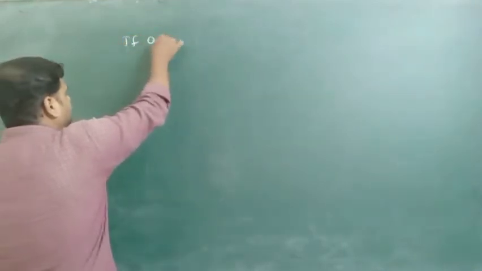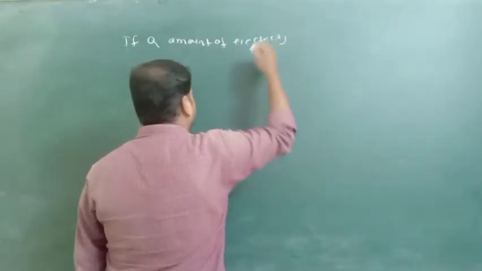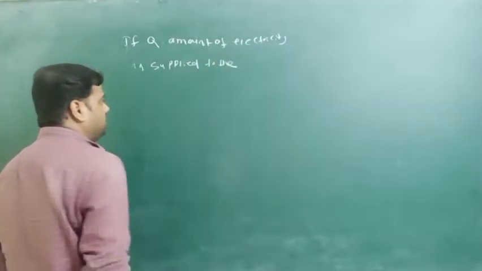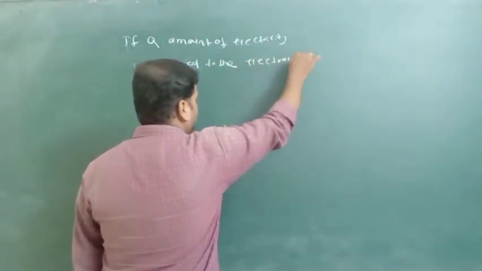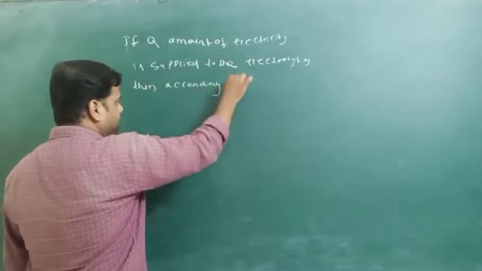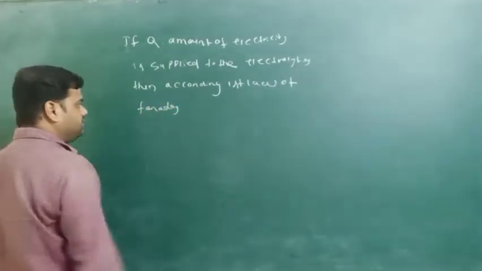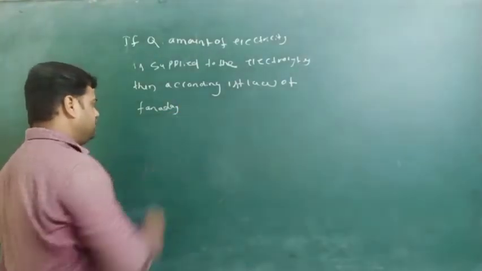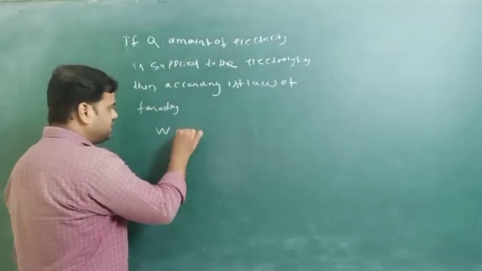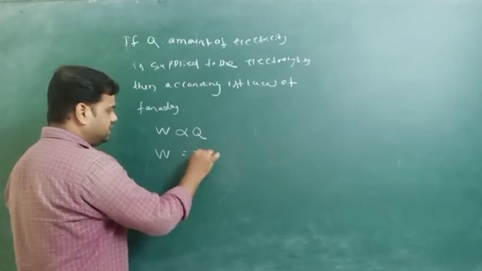If Q amount of electricity is supplied to the electrolytes, then according to Faraday's first law, W is directly proportional to Q, that is, W equals ZQ.